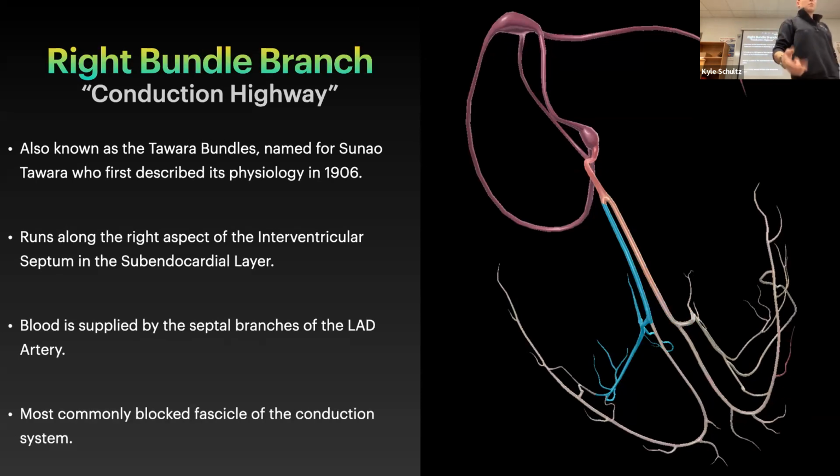This is also the most commonly blocked fascicle of the conduction system. So if you're going to see a block, it's probably going to be a right bundle.